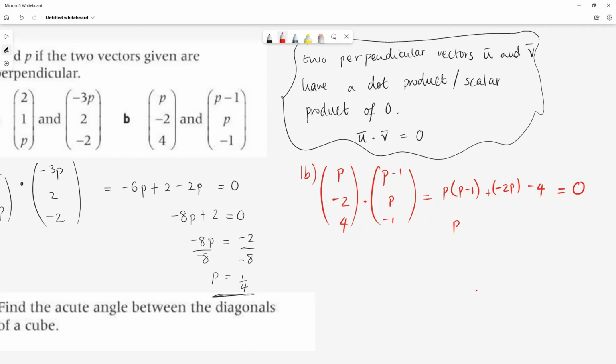P times p is p squared. P times -1 is negative p. This is minus 2p minus 4, and that should be equal to 0. So this is p squared minus 3p minus 4 is equal to 0. You can work this part out on your calculator.